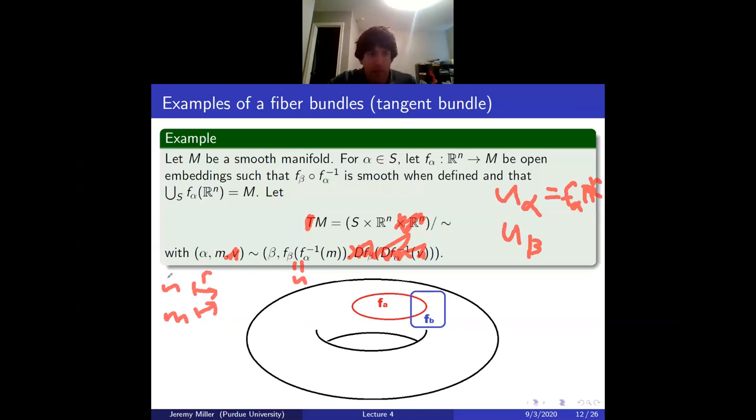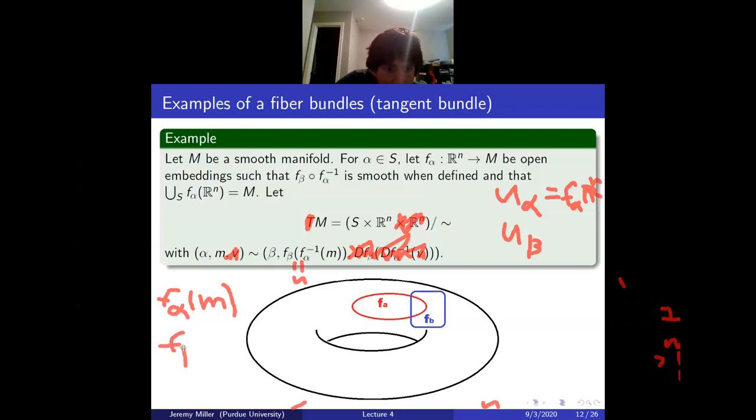Okay, so what I'm saying is that F alpha of M should be the same thing as F beta of N, unless I wrote the order wrong. I think the inverse I wrote incorrectly. Yeah, so N and M both map to the same point in the manifold. So we sort of want to identify them.